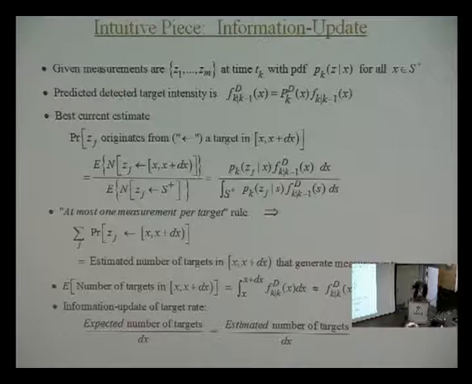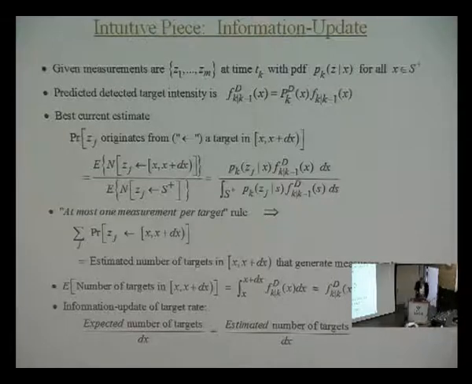to get, let's see, where am I on the slide? I can see here, but I can't see over here. Yes, oh, now I see. It looks really different at this very oblique angle, I'm sorry. So you sum the probability, that's this probability here, you sum it over all the measurements, and that gives you the estimated number of targets in the infinitesimal that could have generated the measurement.